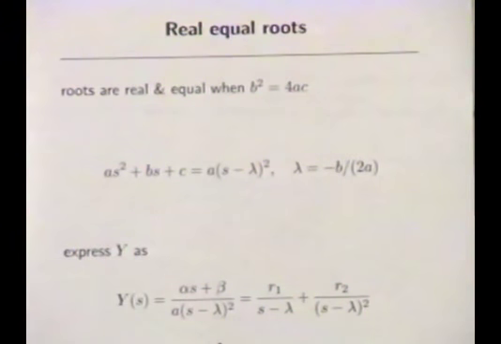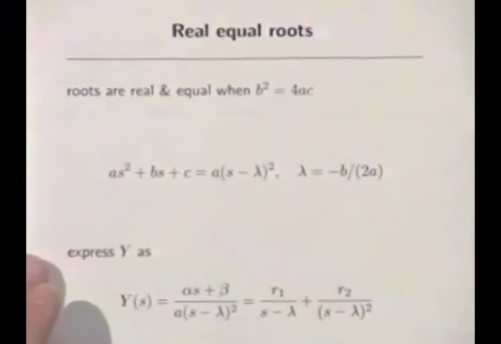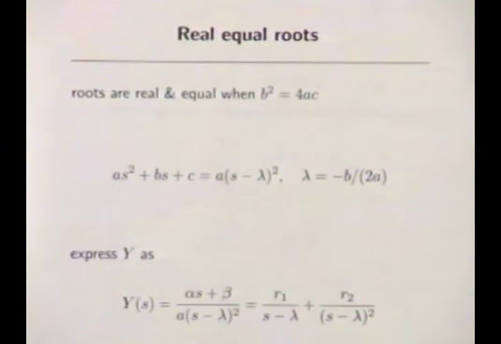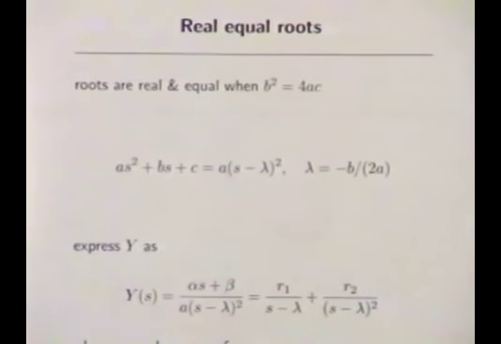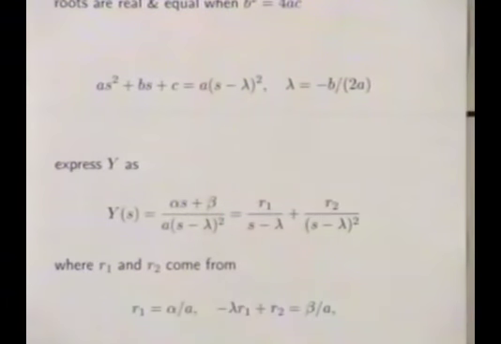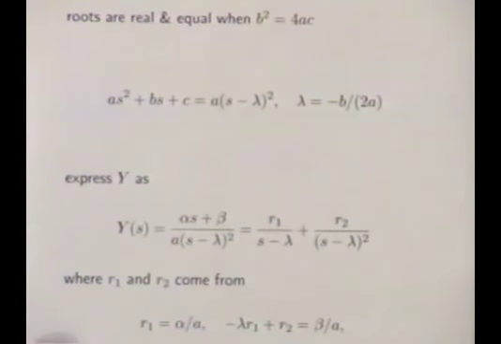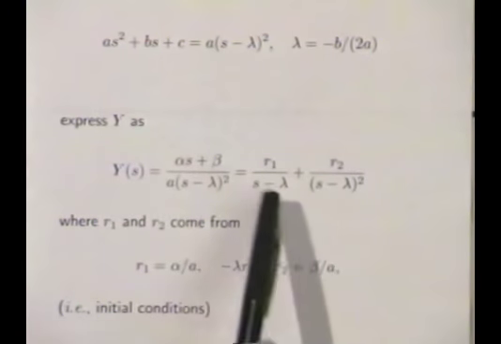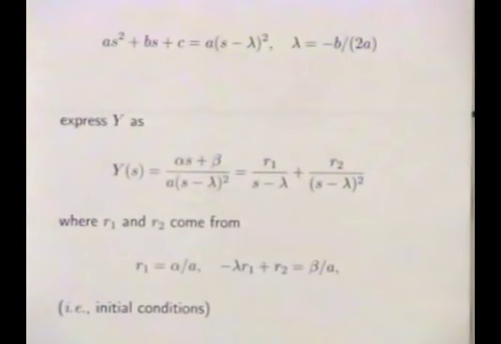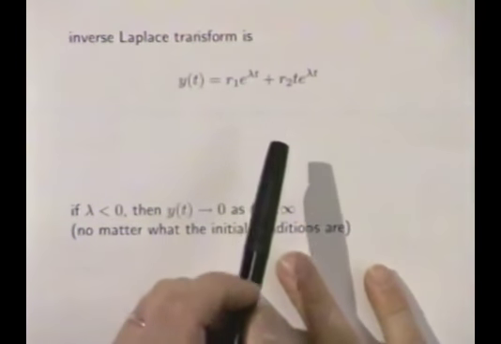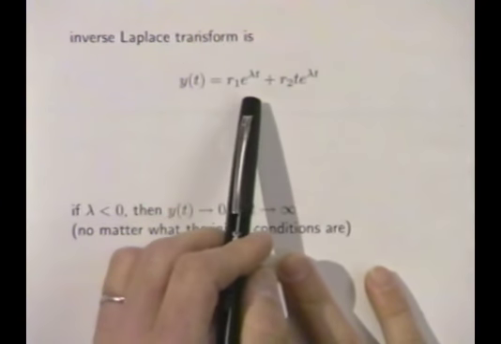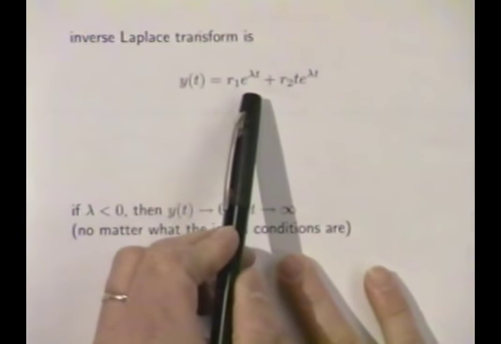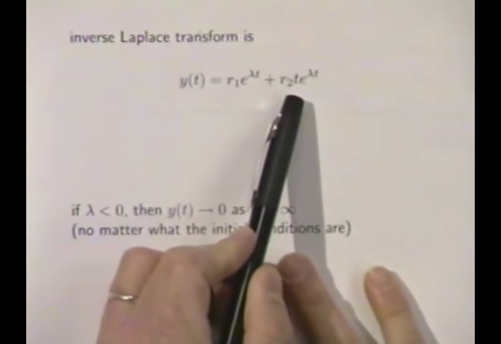Okay, let's do the real and equal root case and see what happens. Actually, we're sort of right at our boundary of time, but it's easy enough to work out. We'll see how it works. Here, to say that the roots are real and equal says that b squared is equal to 4ac. And you express y as this expression, which you then write out this way with these coefficients. Now you take the inverse Laplace transform, and you get yet another formula. You get something which is a linear combination of an exponential. That's hardly any surprise to us. That's everything we've seen.